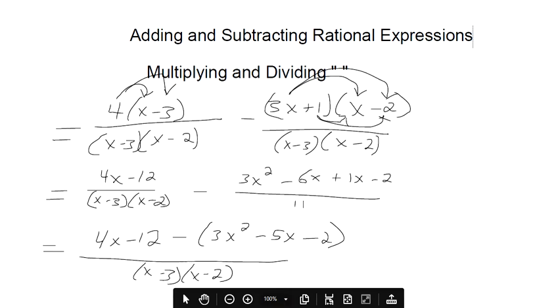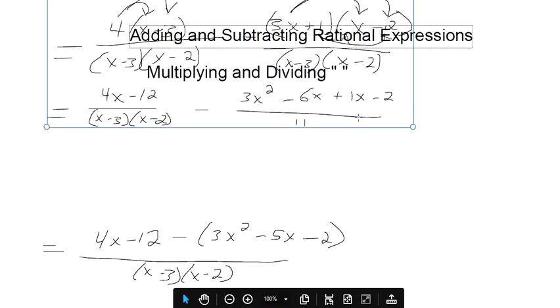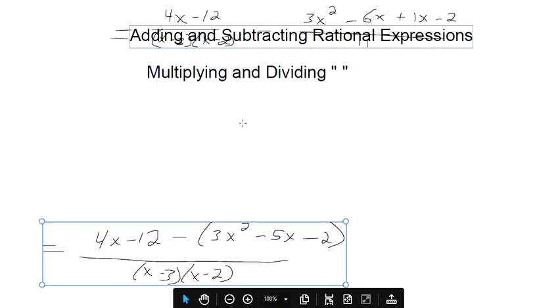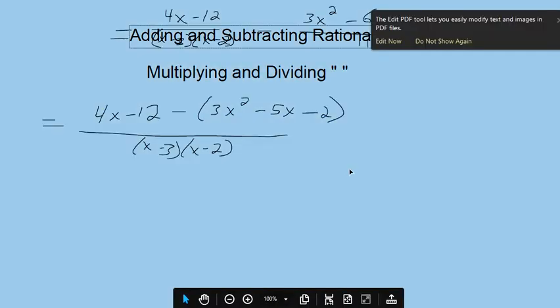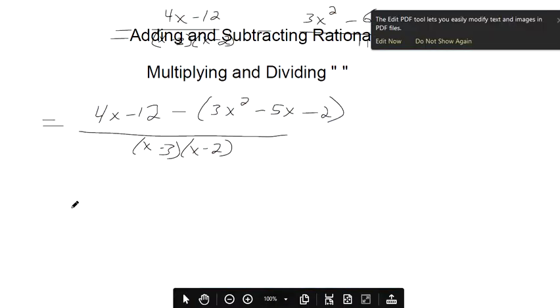We're getting there. This is where we're at. Now we have to distribute that minus sign.